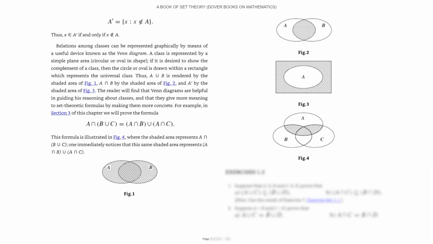Philosophically, I don't know that unions, intersections, and complements are really big things that philosophical arguments have a huge stake in. It's just baseline stuff that people kind of assume when you're talking about these things.